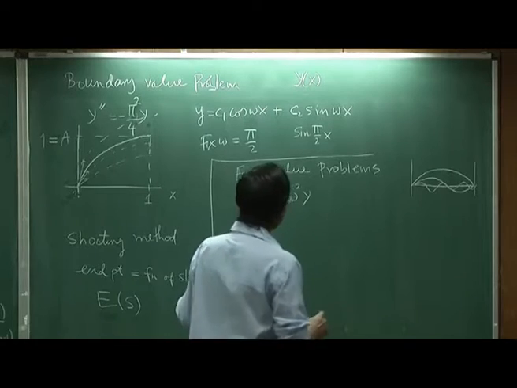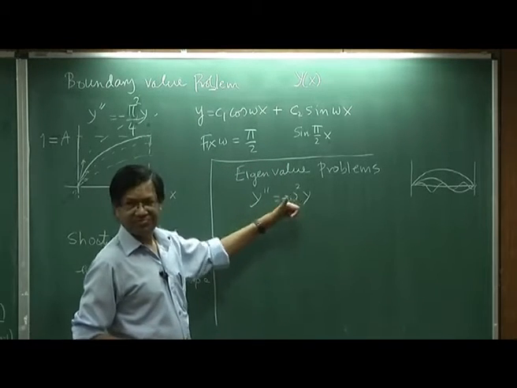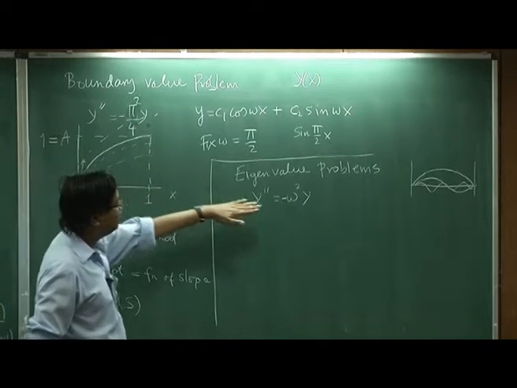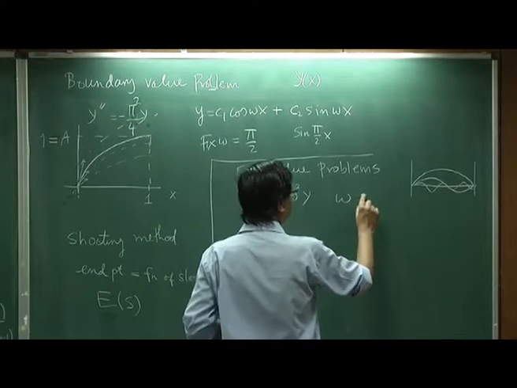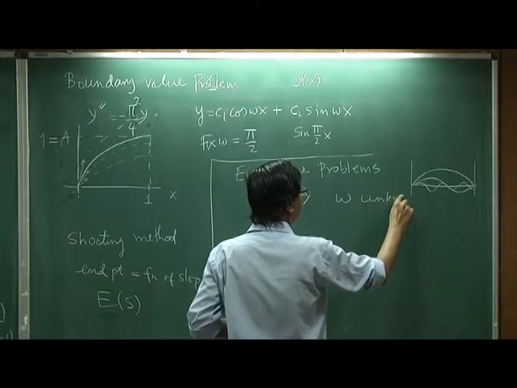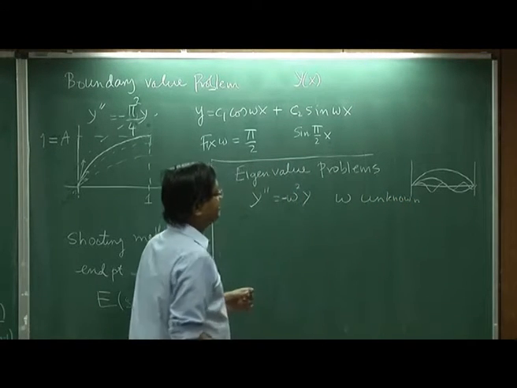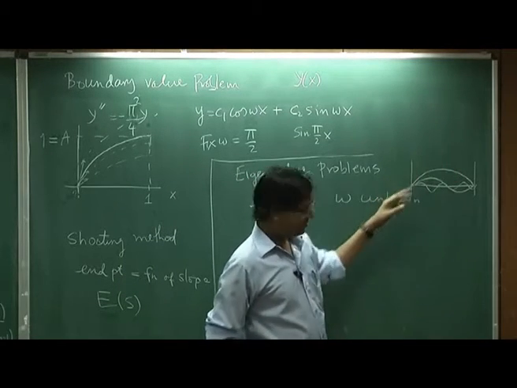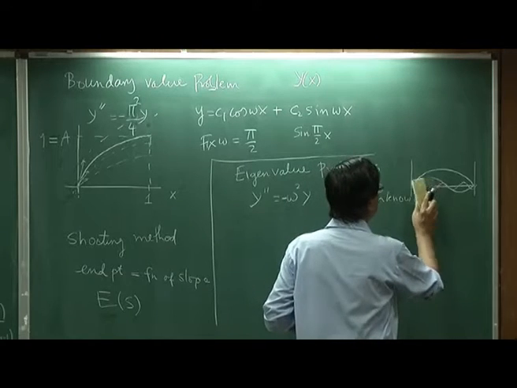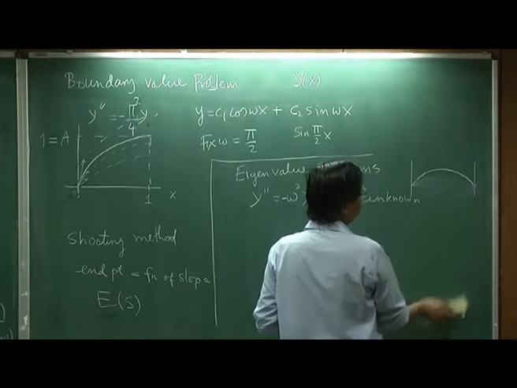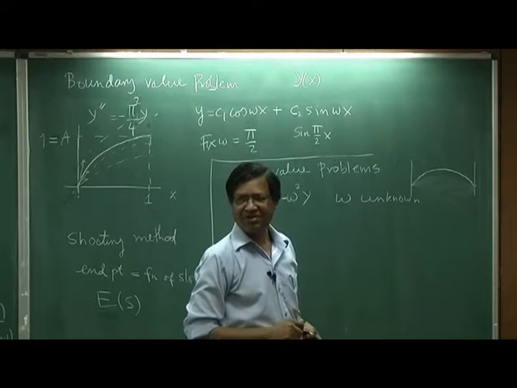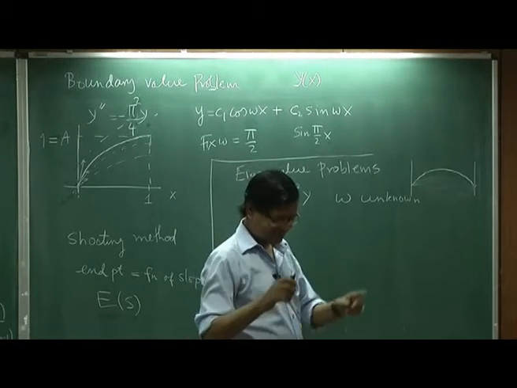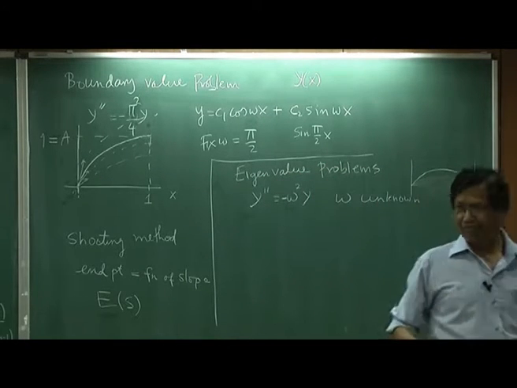In fact, I apply exactly the same procedure. However, you have to be careful: here omega is unknown. In the earlier problem omega was fixed, here omega is unknown. But let us take the first example, the ground state. This is really the ground state Schrodinger equation for a particle in a box, with infinite walls.